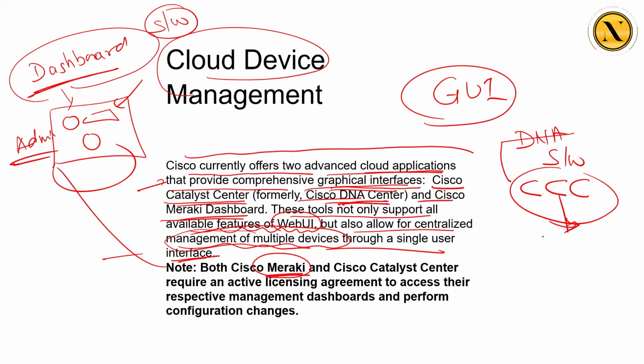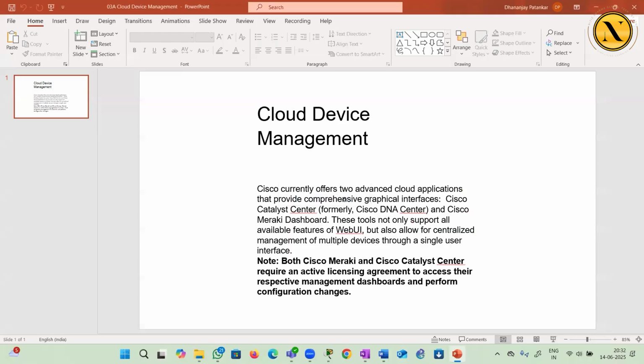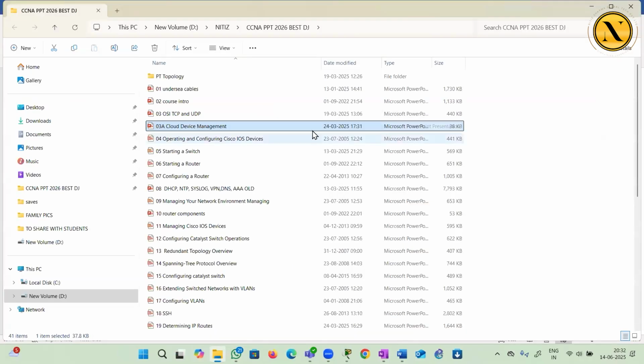Both Cisco Meraki and Cisco Catalyst Center require an active licensing agreement, of course. It's very costly. You need it to access their respective management dashboards and perform configuration changes. So if you talk of Cisco's cloud management later on, remember we are talking about two software: Cisco Meraki and Cisco Catalyst Center. But this will come in the automation part, not today.